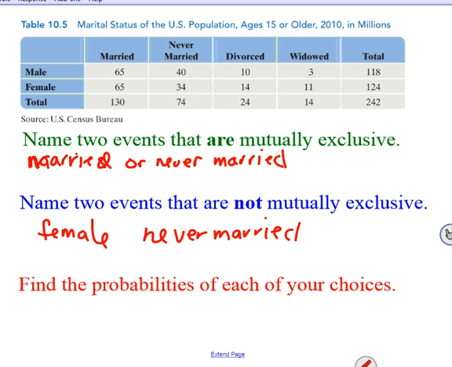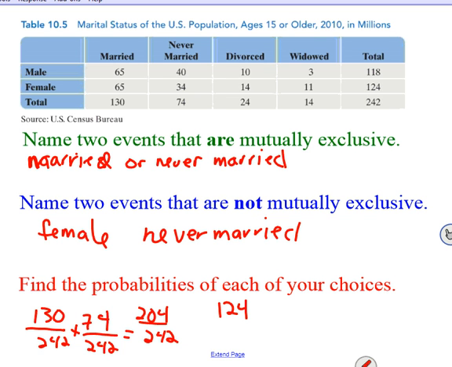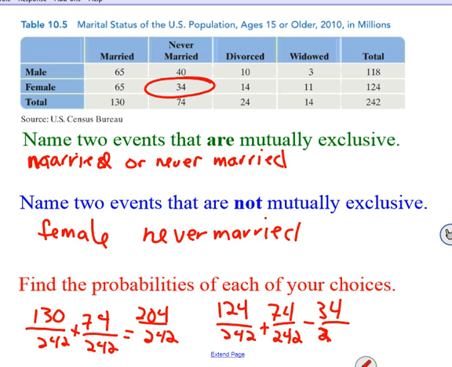And so in mine, the probability that I'm married or never married, I can just add up those two totals, 130 plus 74, and it's easy peasy lemon squeezy. I get 204 out of 242. But when I go to do the female or never married, I can't just do the 124, that's the female, plus the 74. I can't stop there because I have counted these people twice, so I need to subtract the overlap. And that would be my answer. So hopefully you have a little better idea of mutually exclusive and not mutually exclusive.